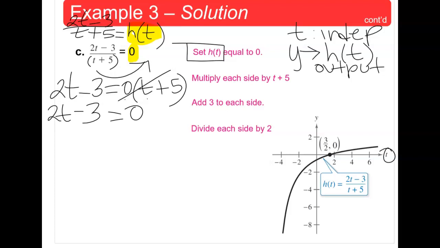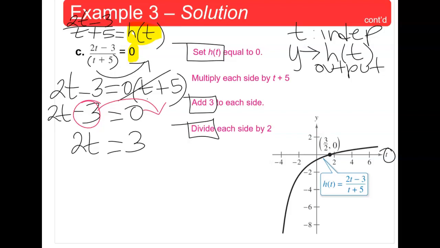Now we still have to solve for t. But before that, we're going to add 3 to each side, or like, you know how I like to say it, we take the negative 3 across. And so from subtracting, it's going to go to adding, so it will be positive 3. Now from here, we're going to divide each side by 2, or like I like to say it, take that across, it goes from multiplying to dividing. So t is equal to 3 over 2.